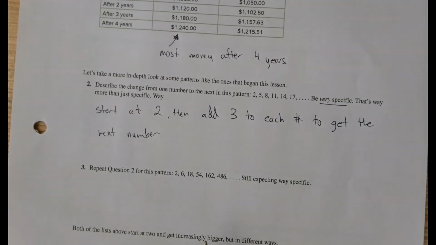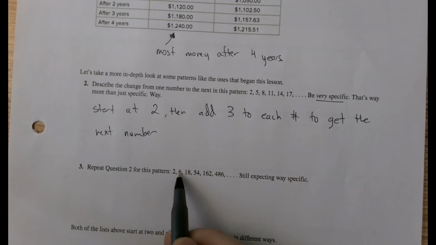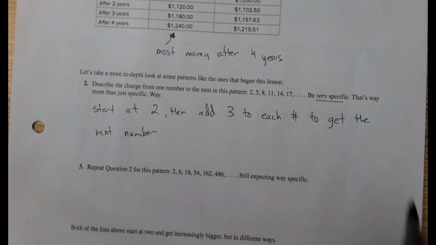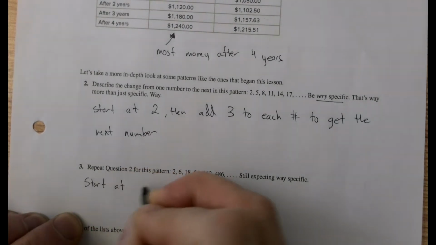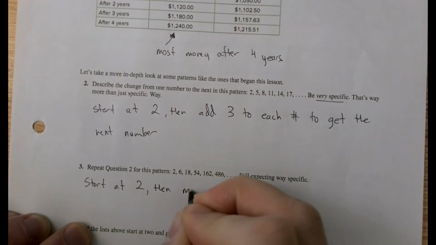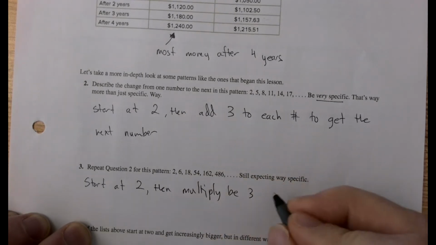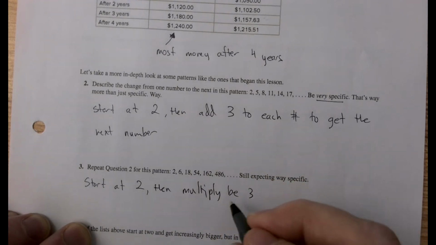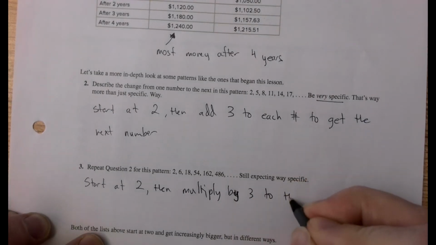Here, 2, 6, 18, 54, 162, and so on. Looks like we're multiplying by 3 each time, which we are. 2 times 3 is 6, 6 times 3 is 18, 18 times 3 is 54, and so on and so forth. So again, start at 2. Then multiply by 3 to get the next number.